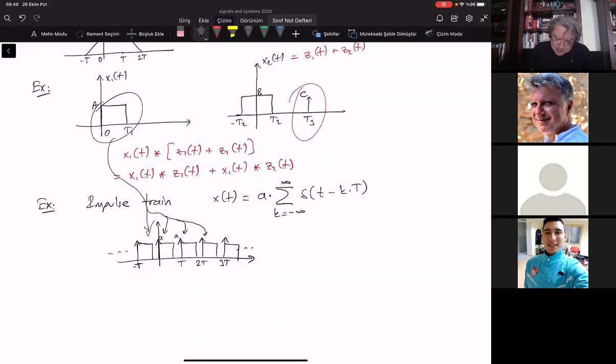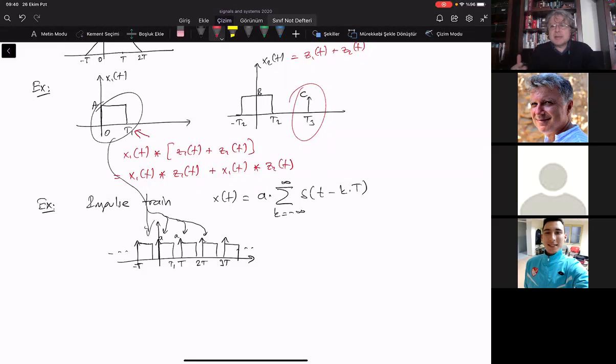It will be like this if capital T1 is less than capital T, right? Because then the box will fit inside one period of capital T. It will be smaller. But sometimes this capital T1 may be larger than capital T. Then, of course, it will still be infinite replicas, but there will be overlaps everywhere.